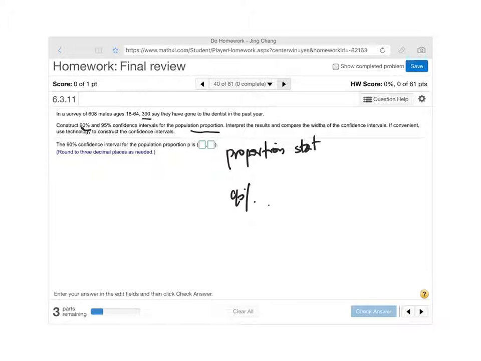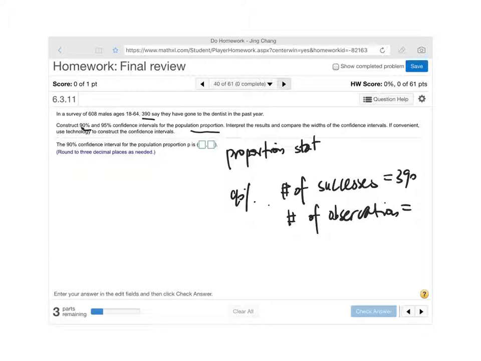and in the sample, how many successes, which is 390, and how many observations, which is 608. Okay, so put this in proportion stat. You choose the level of confidence, 90, and then you can get the answer.